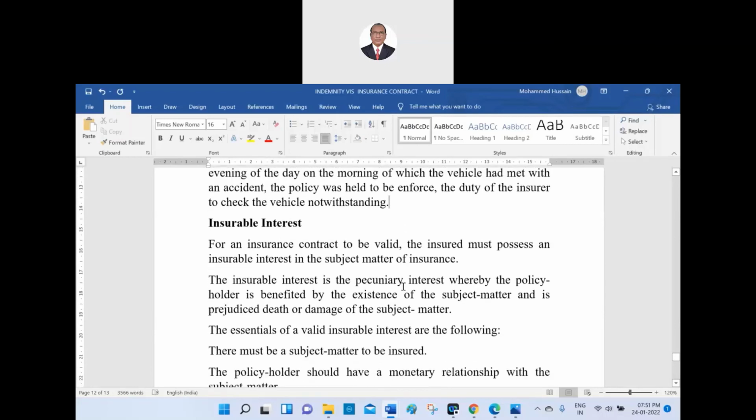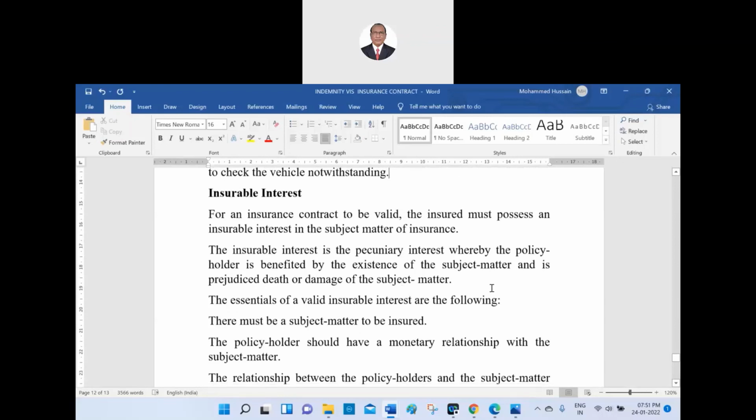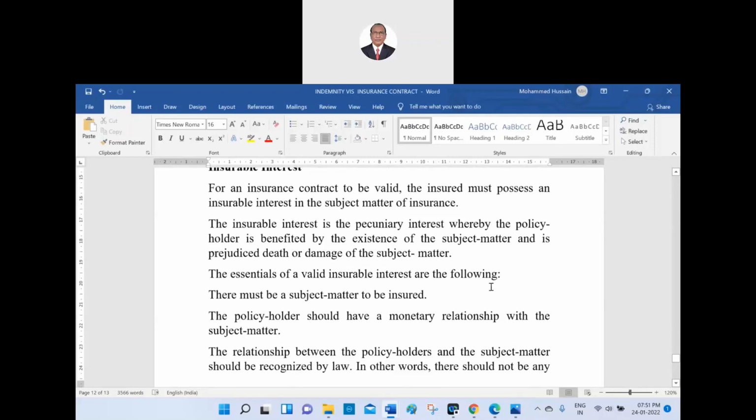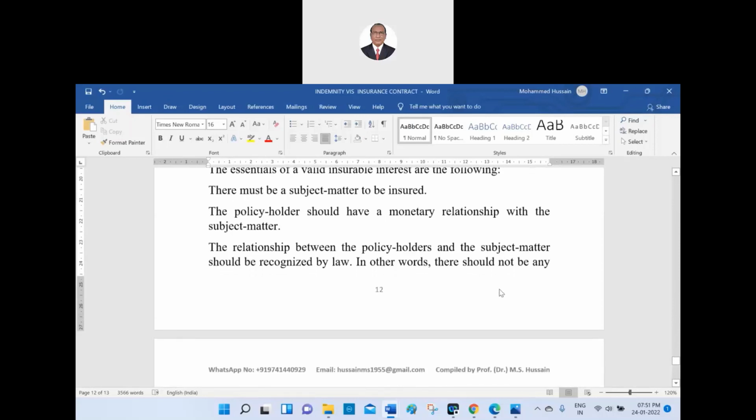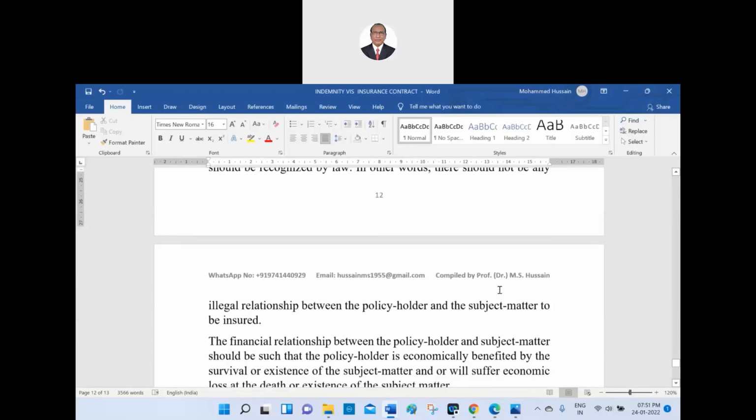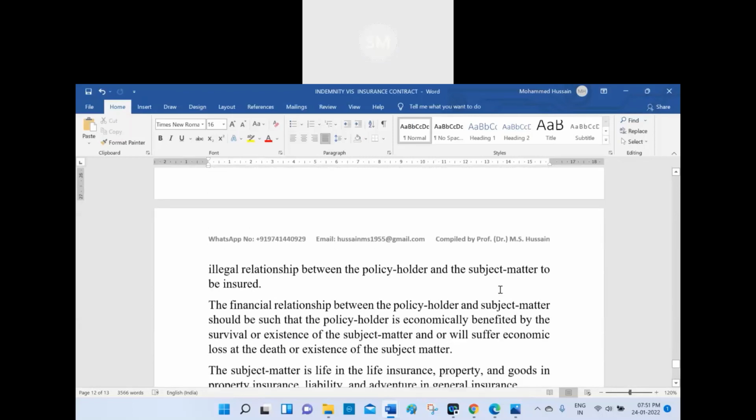Good. So, insurable interest. Whenever we have a certain subject matter that we want to insure, that is the insurable interest. Is it or not? Yes, sir. The subject matter might be insured. The policyholder should have a monetary relationship with the subject matter. The relationship between the policyholder and the subject matter should be recognized by law. In other words, there should not be any illegal relationship between the policyholder and the subject matter to be insured.